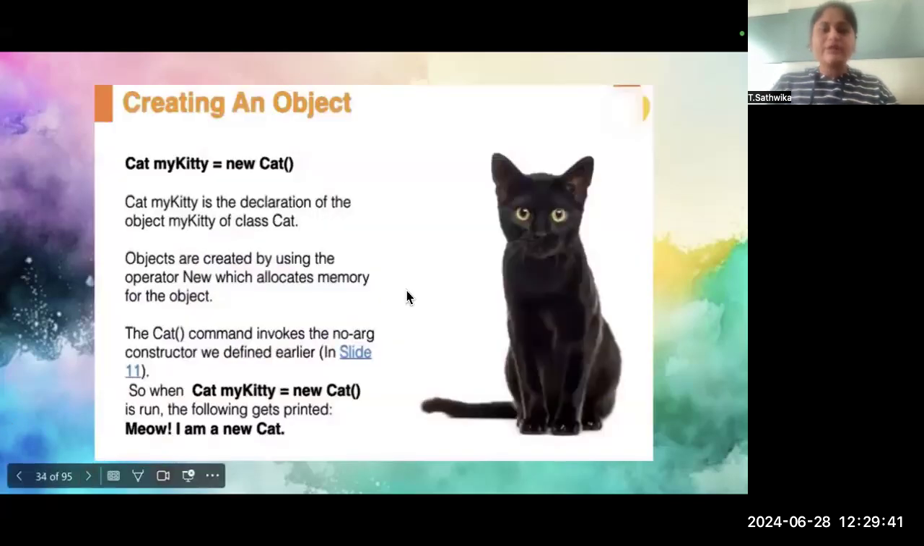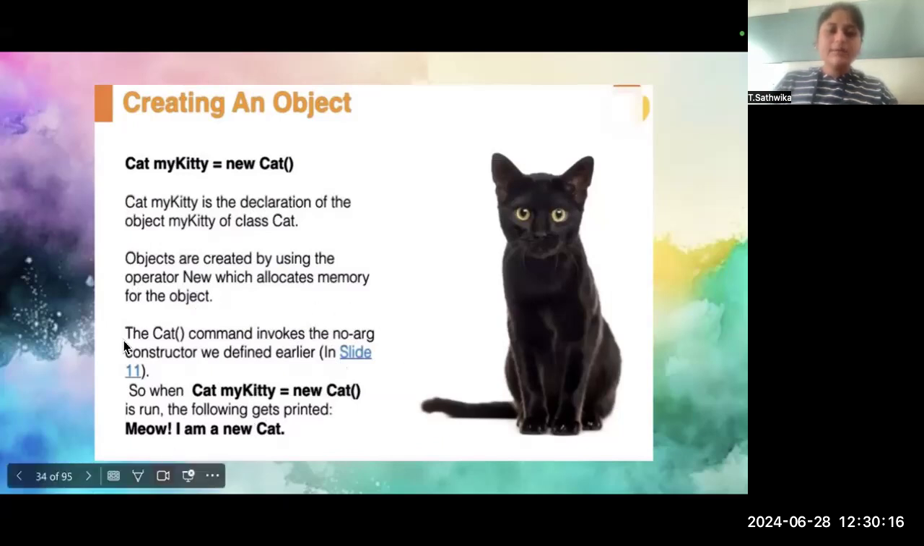Now creating an object. Here, cat myKitty is an object of class cat, and cat myKitty is a declaration of the object myKitty of class cat. Objects are created by using the operator new, which allocates memory for the object. The cat command invokes the no-argument constructor we defined earlier. And when the command cat myKitty = new cat is run, the following gets printed: meow, I'm a new cat.